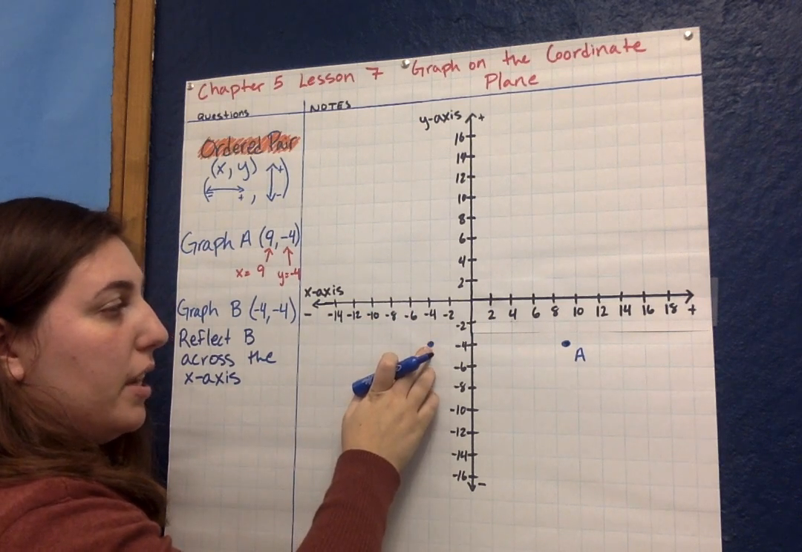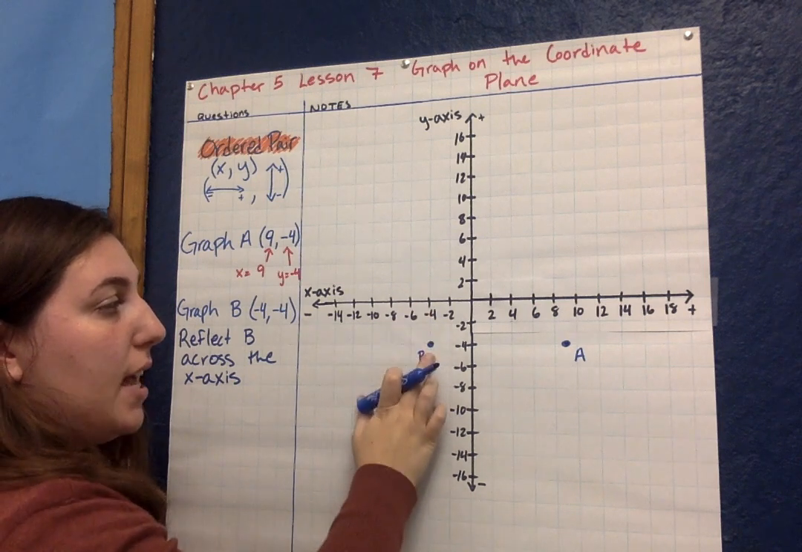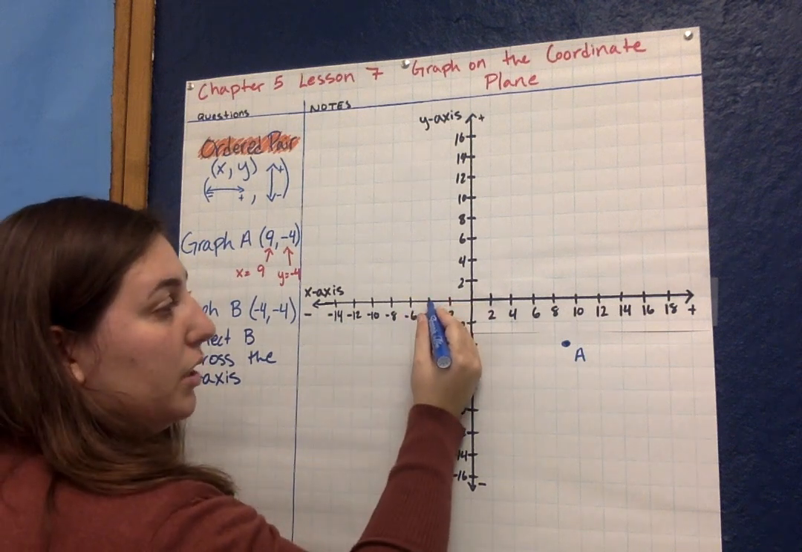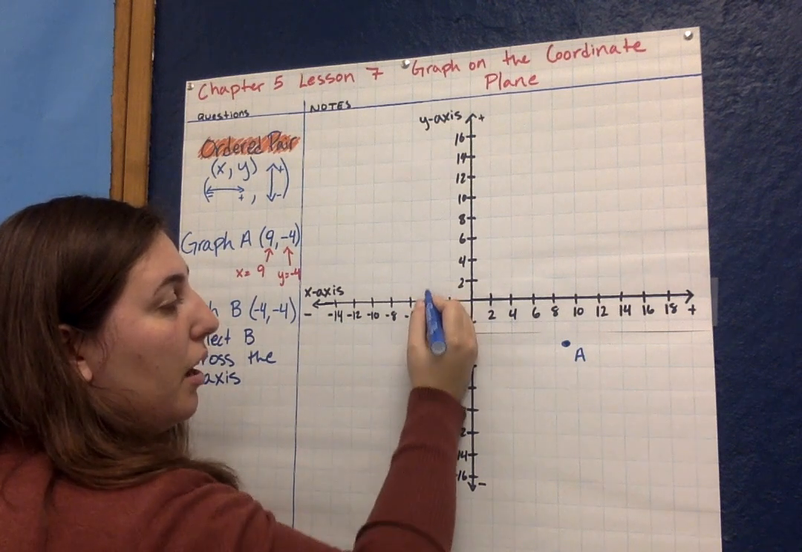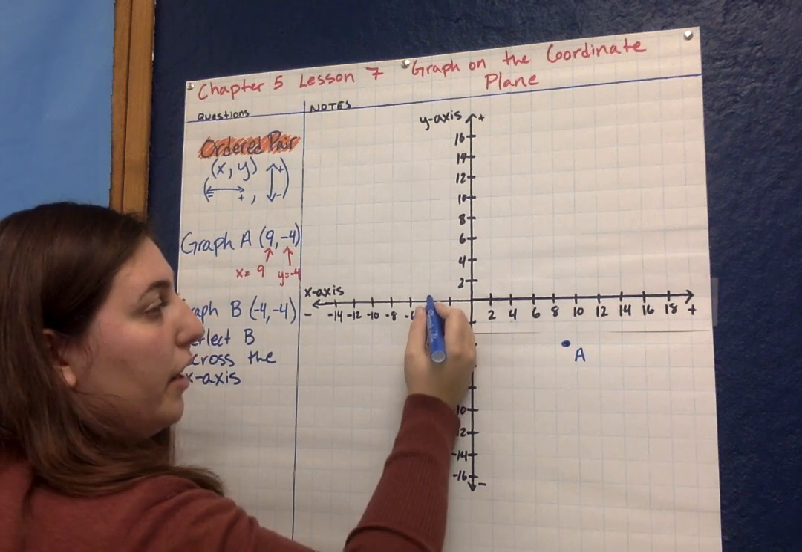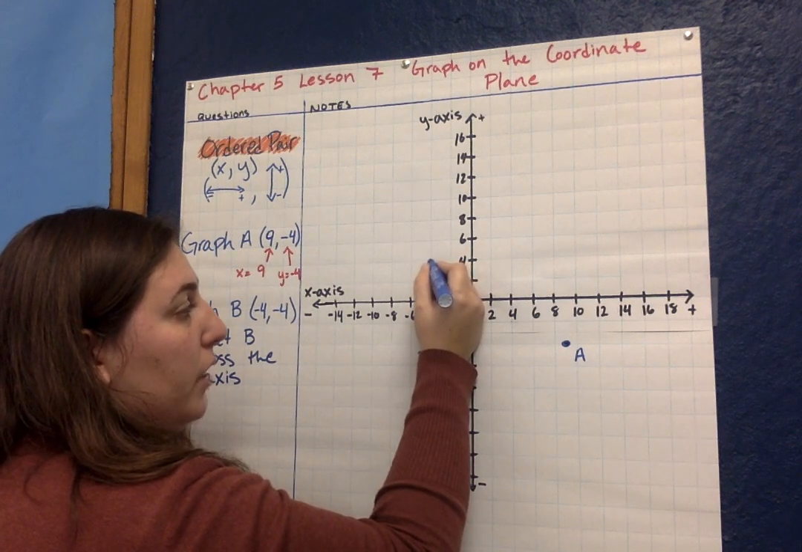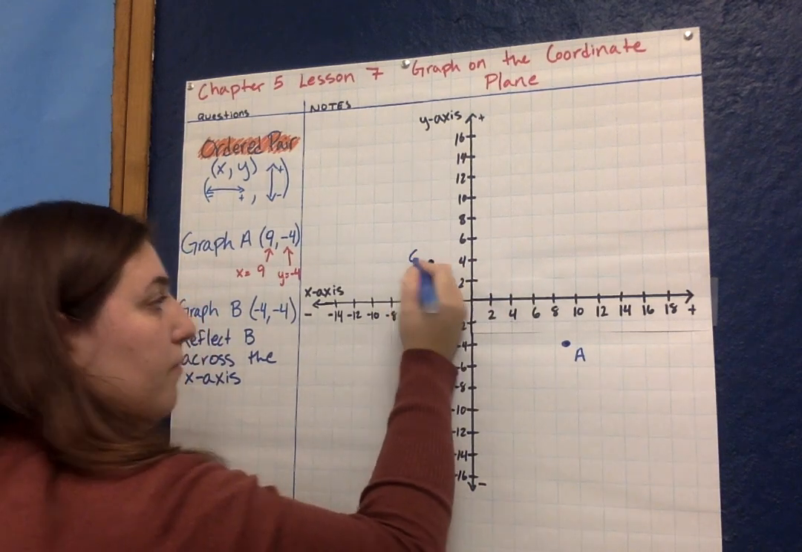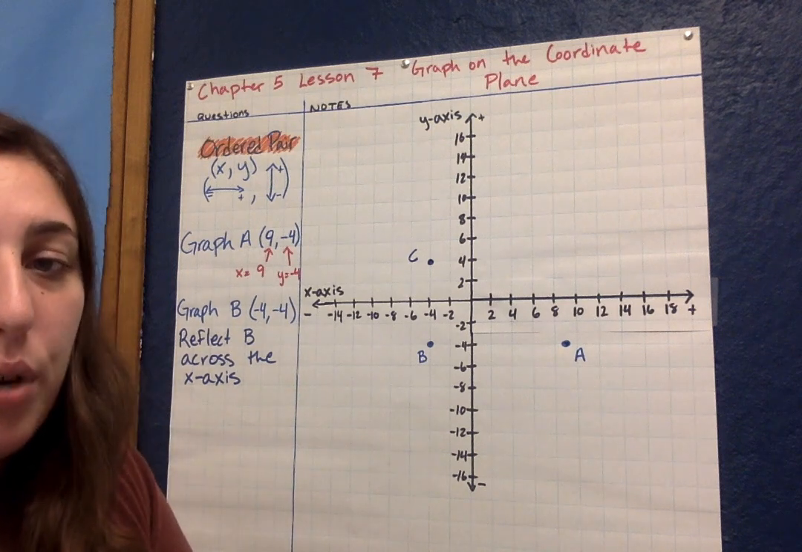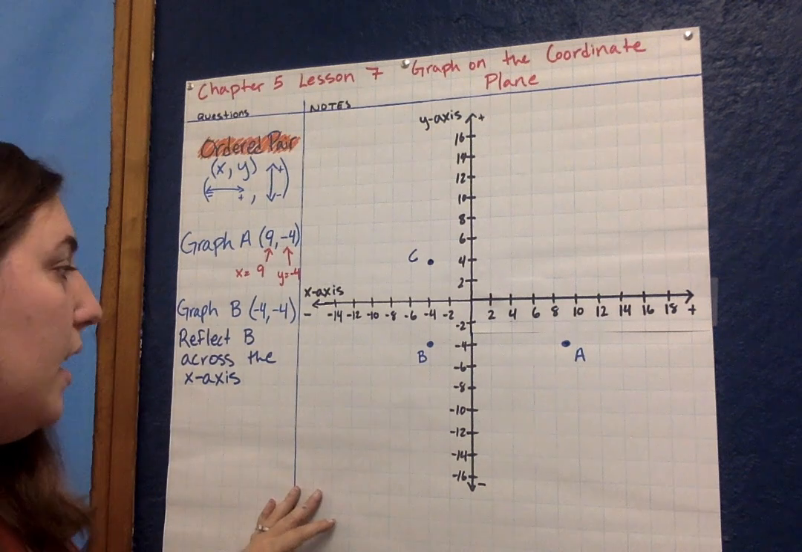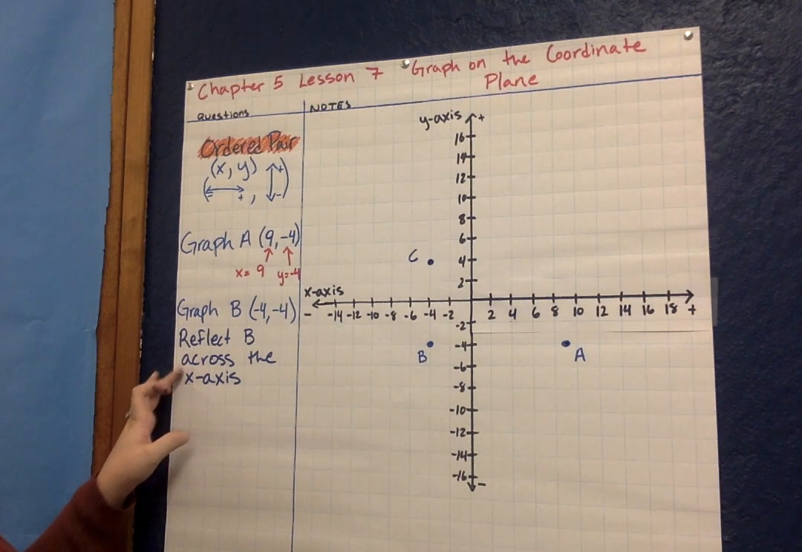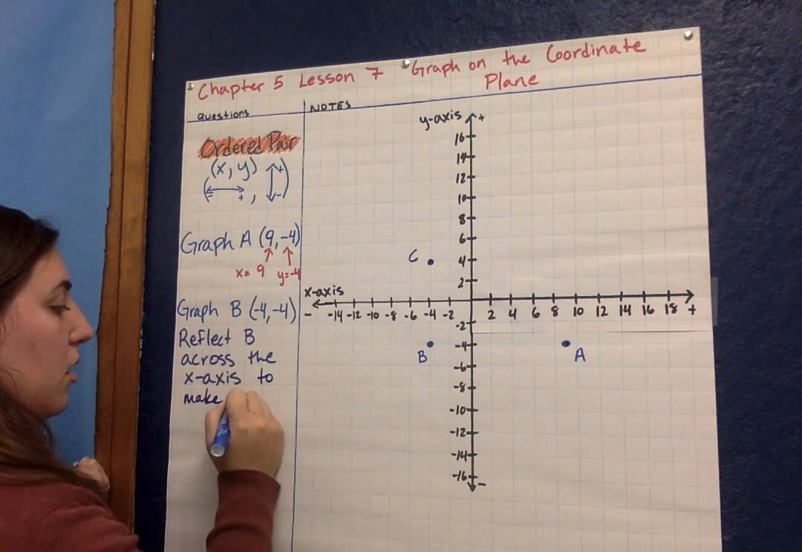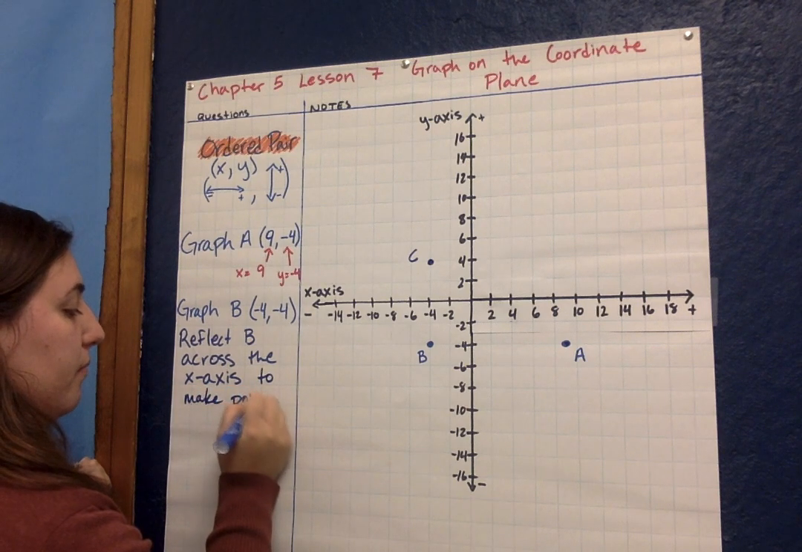So B over here is 4 units away from the x-axis. So on the opposite side, I want to make sure that it's also 4 units away, and it's still going to be on the -4 x coordinate, okay? So then my new reflected point will be here, and I'm going to call it point C. So we don't get confused, I'm going to call it point C. Okay, and we'll see that here. So reflect B across the x-axis to make point C.